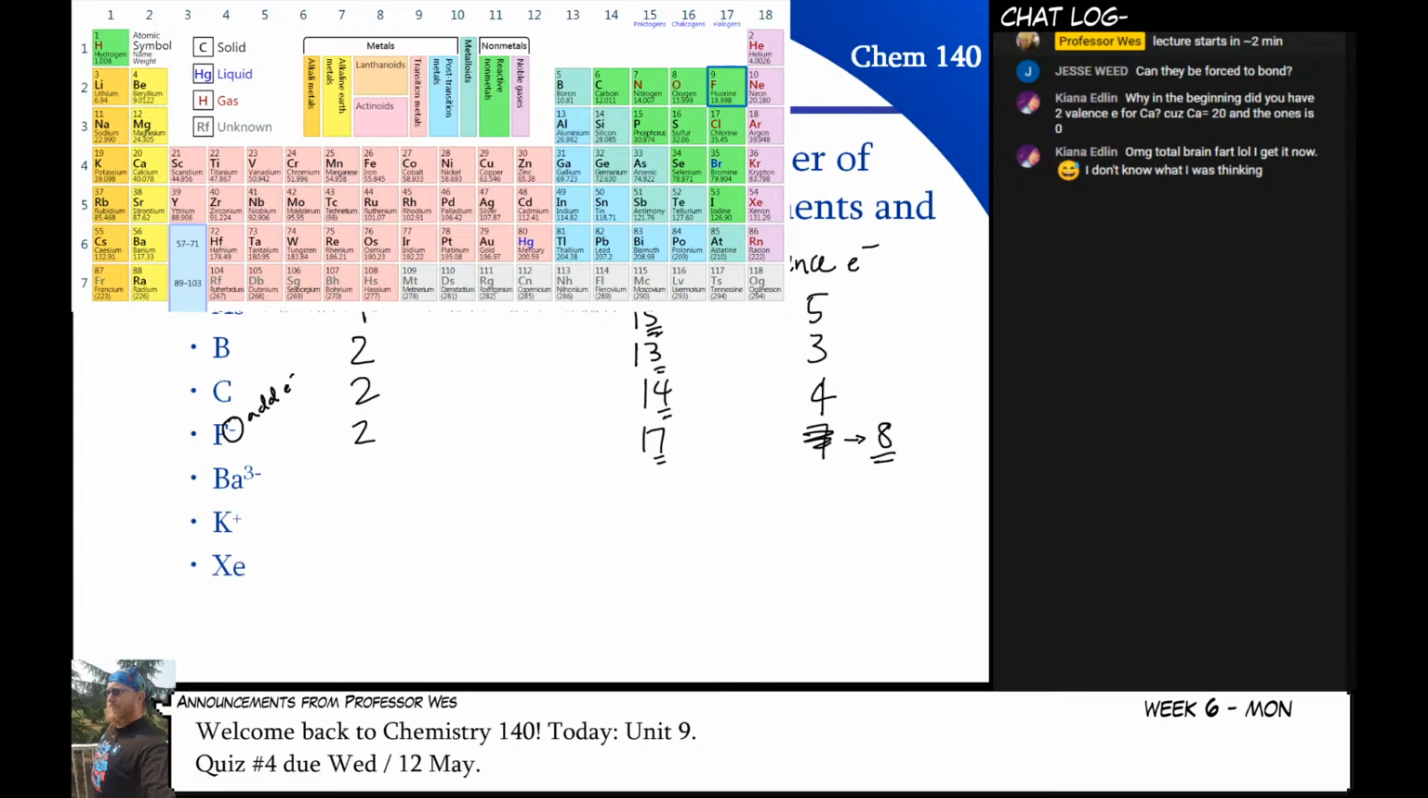Now let's go down to barium. So where's barium on the periodic table? It's way down here. Barium is in period 6, so that means its valence shell is 6. It's in group 2, so it has 2 valence electrons. But if we do this to it, I have to add 3 electrons. So this becomes 5.